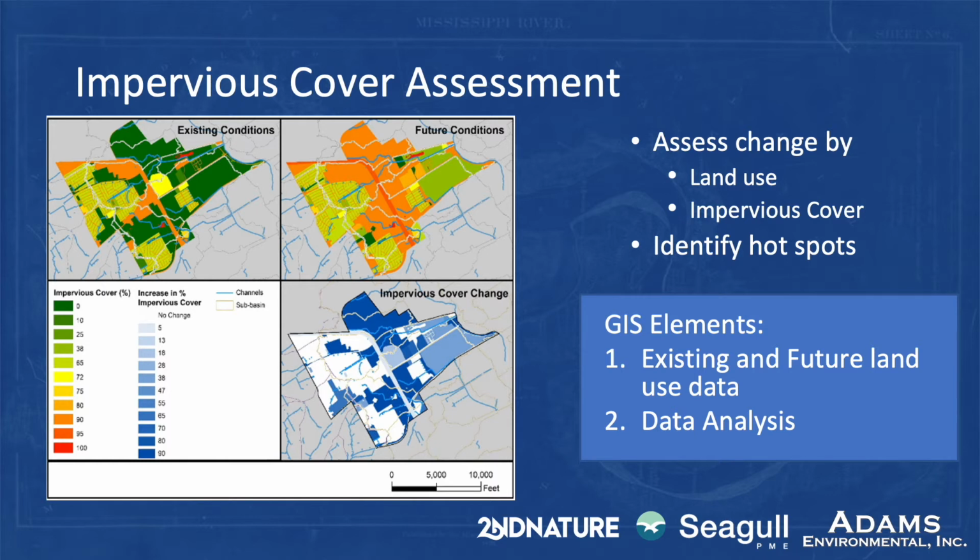So these top two boxes are existing conditions and future conditions. And on the bottom right is the change in impervious cover expected through that period of time. You can see the dark blue are the areas where the highest increase in impervious cover can be seen. And so that's one of the interesting things that you could take from this analysis, is where those hot spots or priority areas of concern are located.